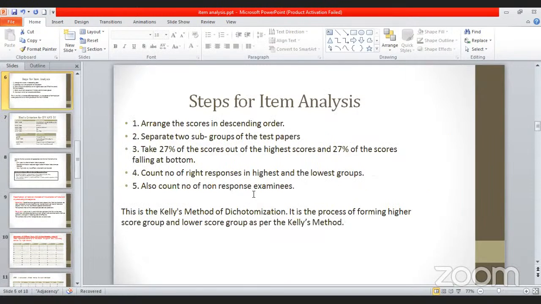And you know the steps for the item analysis: arrangement of the scores in descending order, separate two subgroups of the test papers, take 27% of the scores out of the highest and 27% of the scores out of the bottom or lower group, and count the number of right responses in the highest and the lowest groups, and also count the number of non-response examinees. And that is Kelley's method.